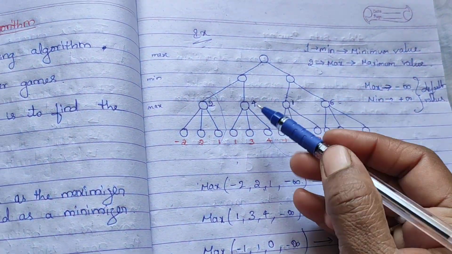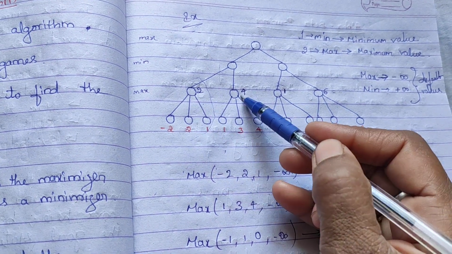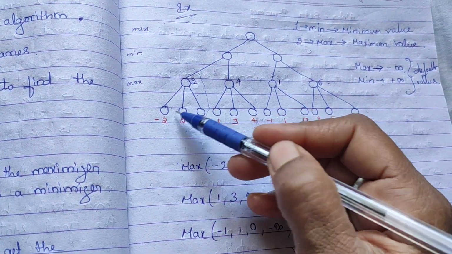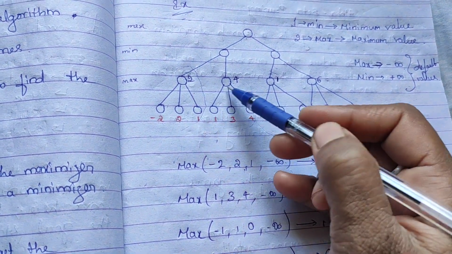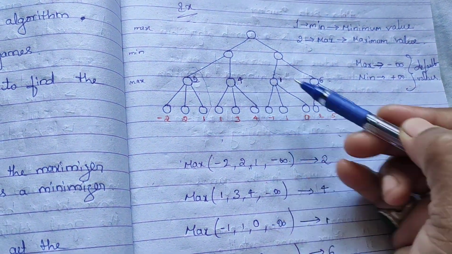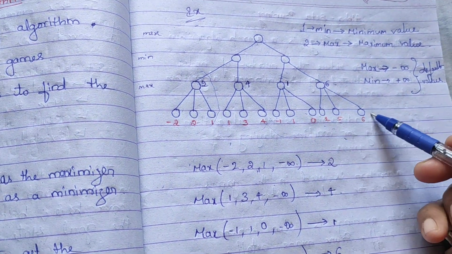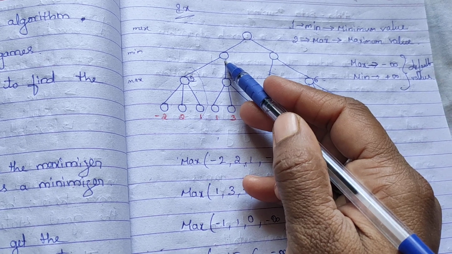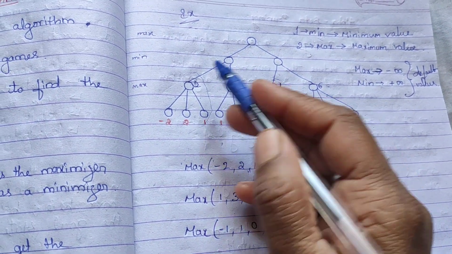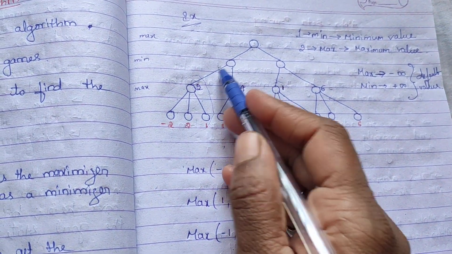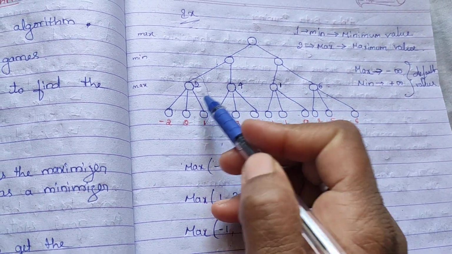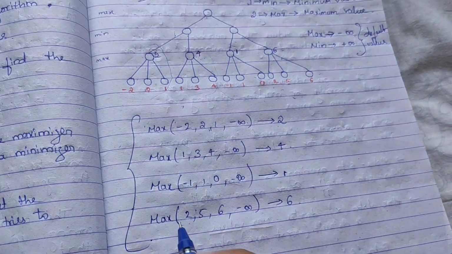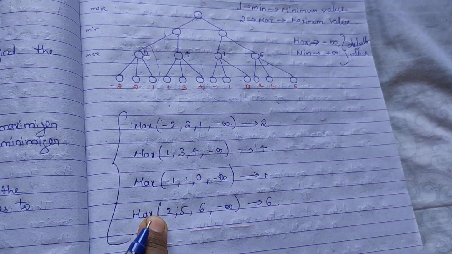Understood? Again, considering these two branches, we have to consider the children of that particular node. For these 3 children, the maximum is 2. For these 3 children, the maximum is 4. For these 3, 1. For these 3, 6. Again, these 2 are the children for this node, right? So this is a minimum level. So we have to consider the minimum for these 2. This is completely the last level.